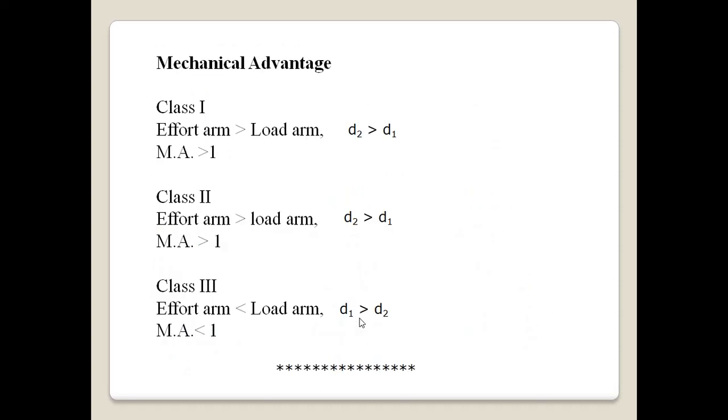So if it is written, you can see how mechanical advantage varies. In class 1, effort arm greater than load arm, D2 greater than D1, mechanical advantage will be greater than 1. Class 2, effort arm greater than load arm, D2 greater than D1, mechanical advantage greater than 1. And in class 3, effort arm is less than load arm, so D1 is greater than D2, so mechanical advantage will be less than 1.